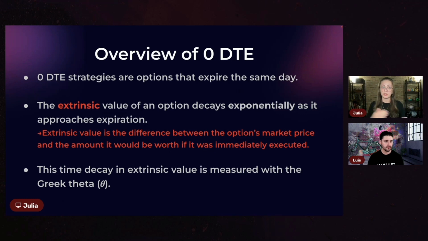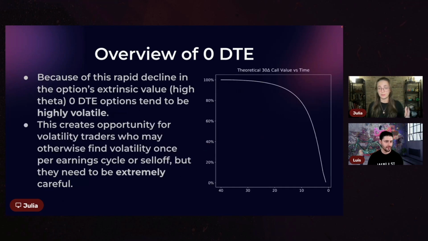But as the option approaches expiration, it becomes clearer and clearer what the market value of that option is, which is closer to the value that it would be if it was executed. That time decay we normally represent with the Greek theta. And that gives you a pretty good representation of how much that option premium is going to change as it approaches expiration. So because you're trading contracts that are going to expire that day, that causes the extrinsic value or that theta to be really, really high. It declines very quickly. And also means that the value of the position is highly volatile.